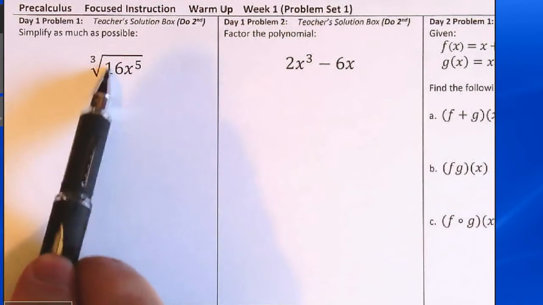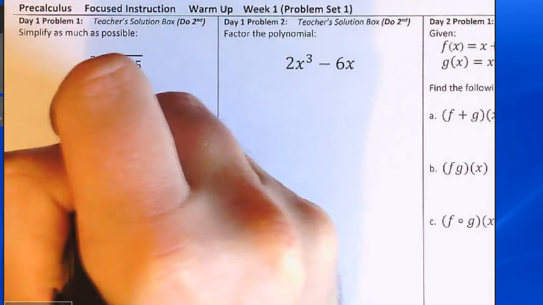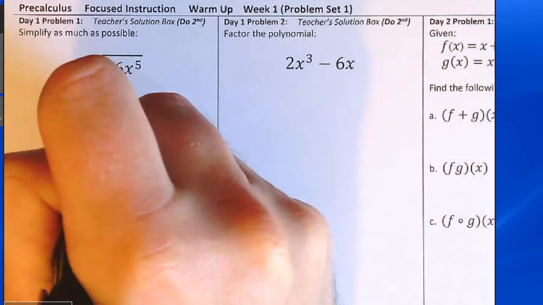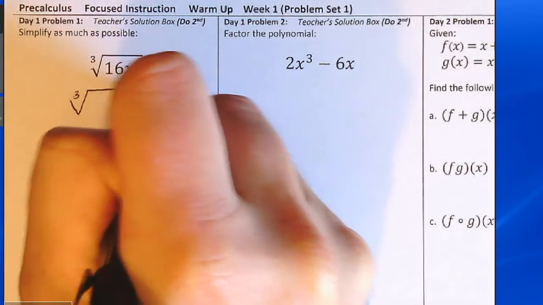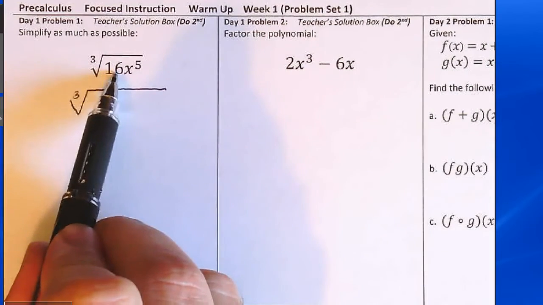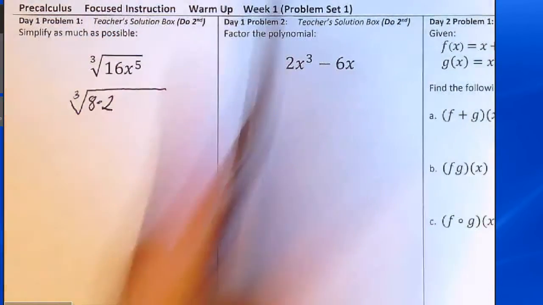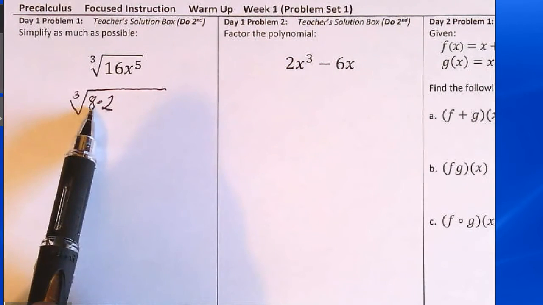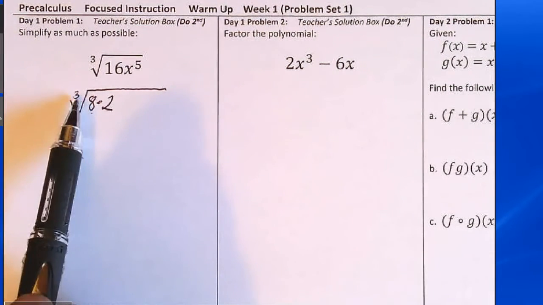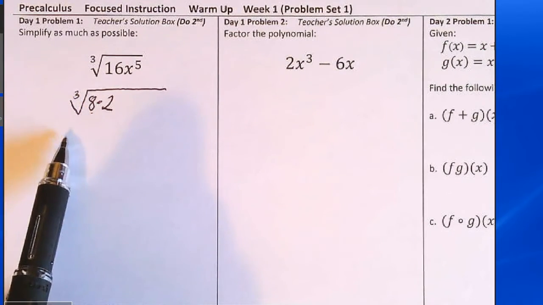16 is not a perfect cube number, but 16 can be factored using a perfect cube. So let's rewrite this expression and factor the 16 as 8 times 2. The reason for doing that is that 8 is a perfect cube. It's a number that you can take the cube root of and get a whole number result.